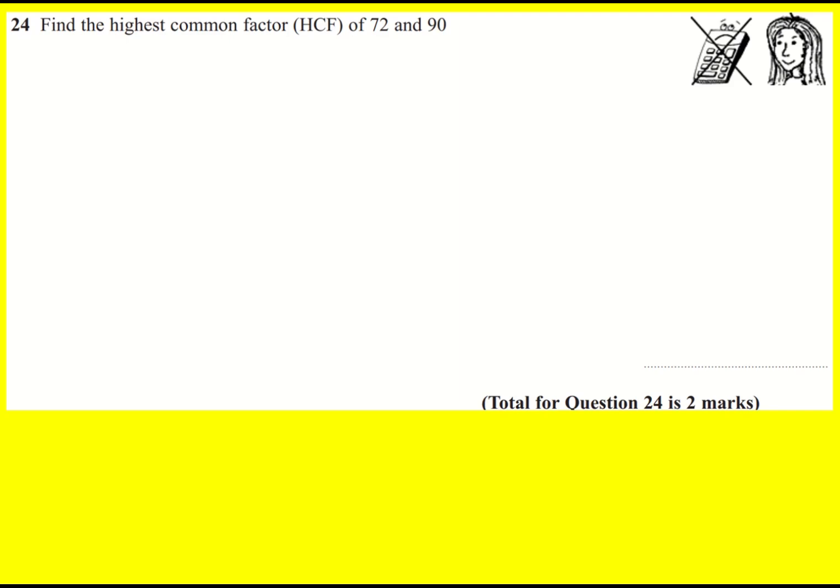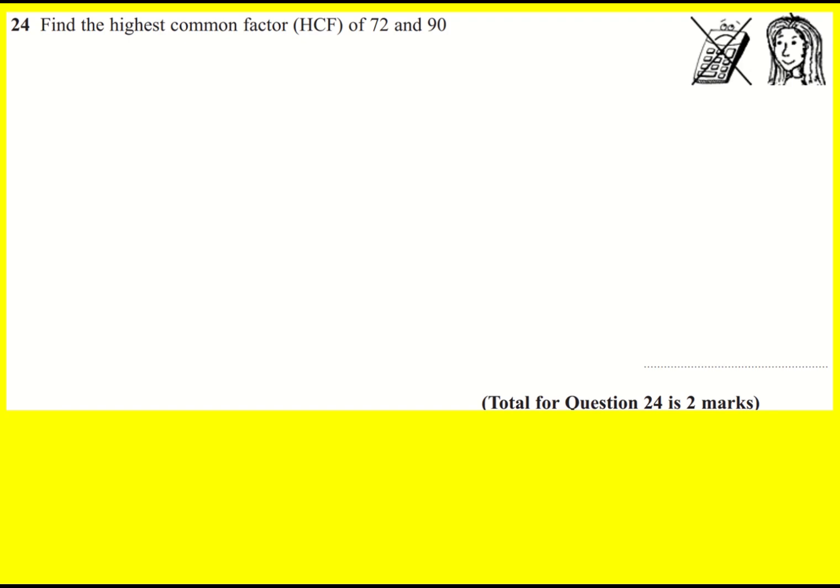Find the highest common factor, HCF, of 72 and 90. I'm going to show you several ways to do this, okay? It's only a 2-mark question, but I want to give you lots of different options, because there are lots of different ways you can work this out.